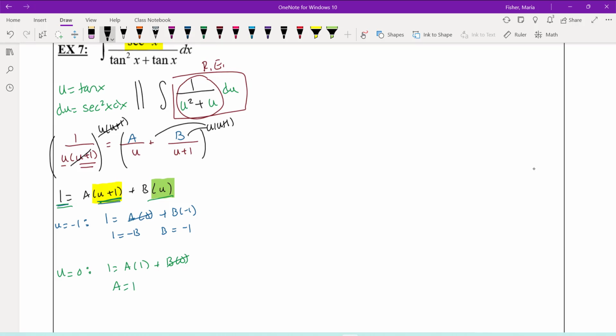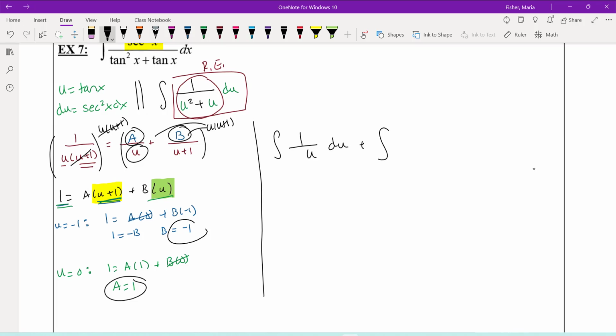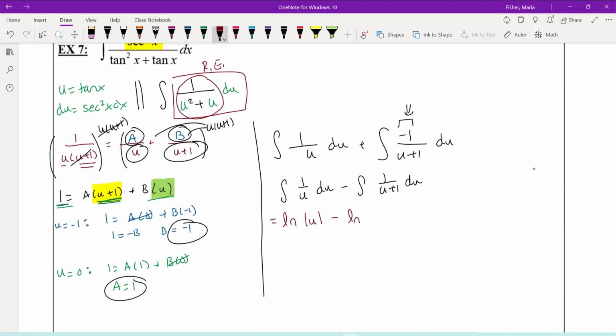Therefore, I know that I could rewrite this as the indefinite integral of A, which is 1, over u, du plus the indefinite integral of B, which is negative 1, over u plus 1 du. Factoring out this negative 1, and integrating both of these, you end up with the natural log of the absolute value of u minus the natural log of the absolute value of u plus 1 plus c.